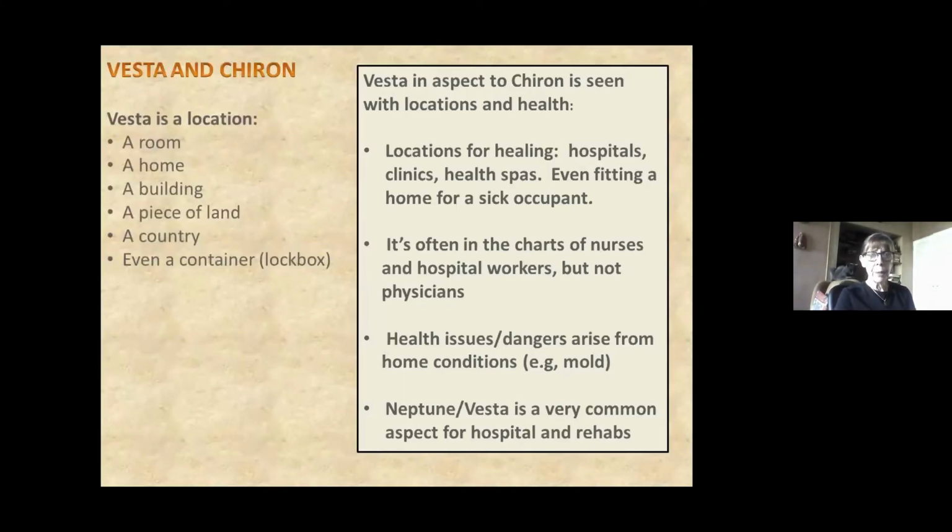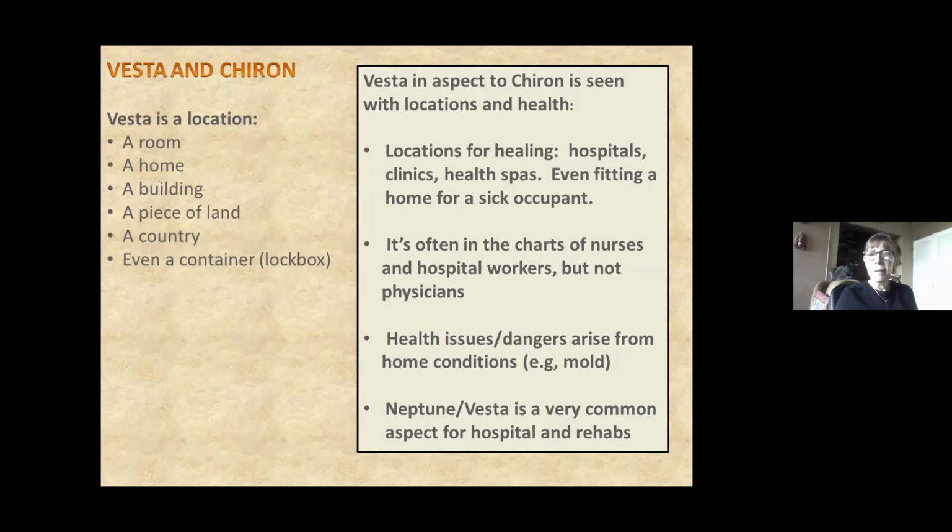So let's talk a little bit about what Vesta means, because I think we're all familiar with Chiron, but for our purposes, I've done a lot of looking at Vesta and a lot of looking at Chiron, and this is what I've come up with. Whatever the mythical implications of Vesta are, notwithstanding, when you're looking at event-oriented astrology, Vesta is a location. It can be a room, a home, a building, a piece of land, a country, or a container. Even a lockbox is a Vesta entity.